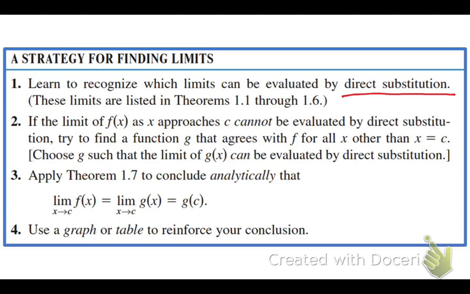Then, if the limit as x approaches c cannot be evaluated by direct substitution, try to find a function that agrees with f at all places. In other words, reduce. If that doesn't work, if you still get 0 over 0, then we go to a graph or a table.